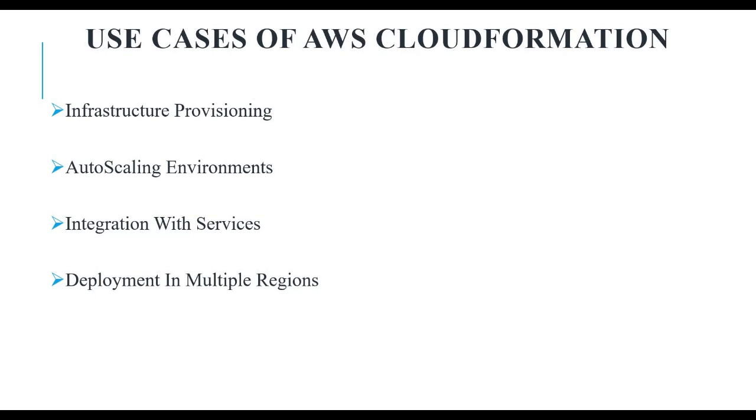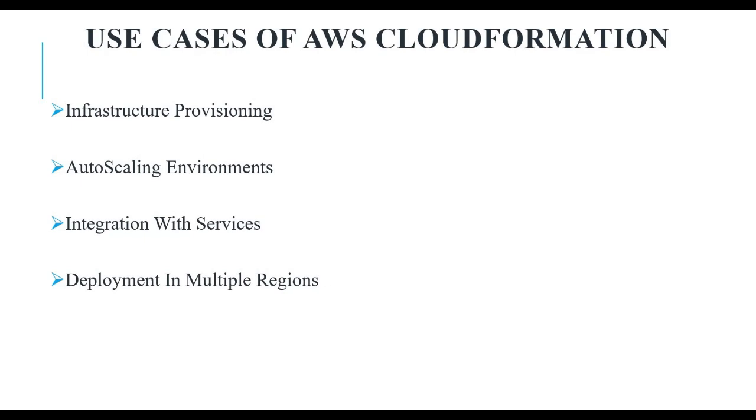The next is auto-scaling environment. The infrastructure provisioned using AWS CloudFormation will always get provisioned with scaling environments, which will help you to scale up and down depending on the incoming load. In this auto-scaling environment, we can scale up, scale down depending on the incoming load.